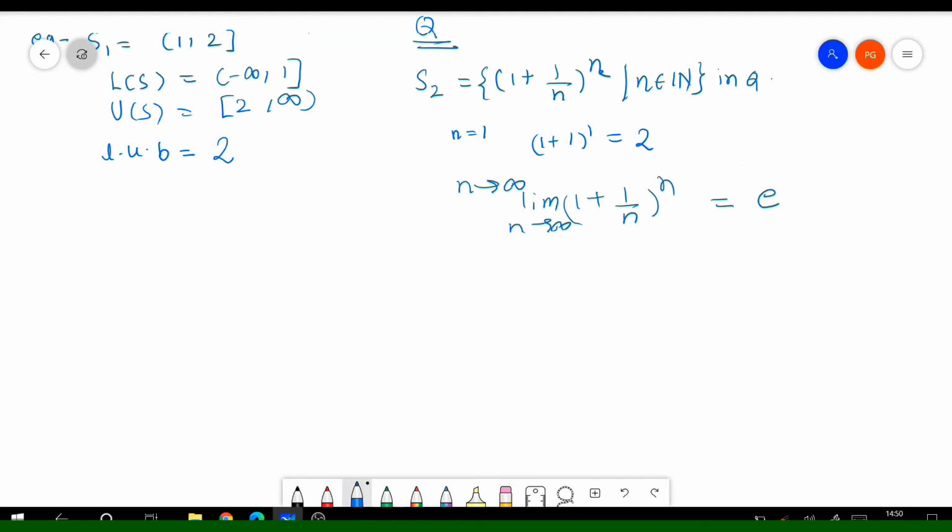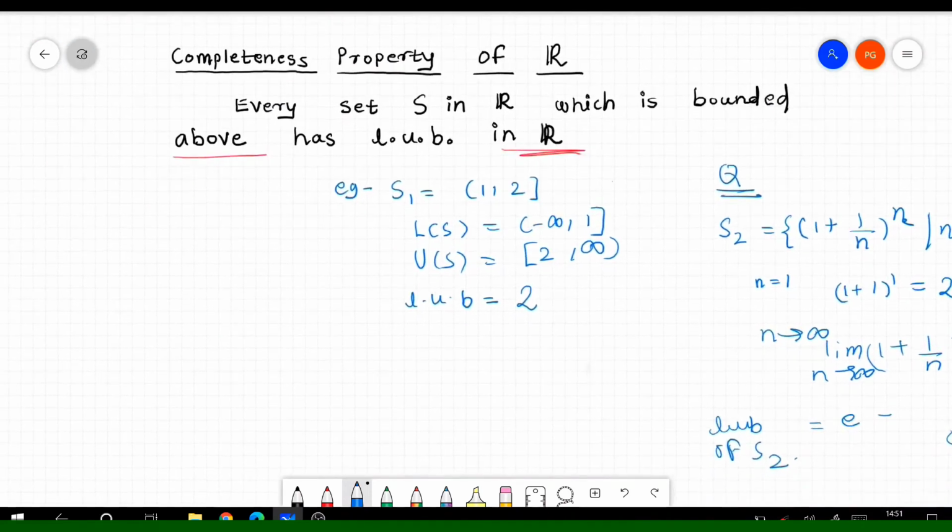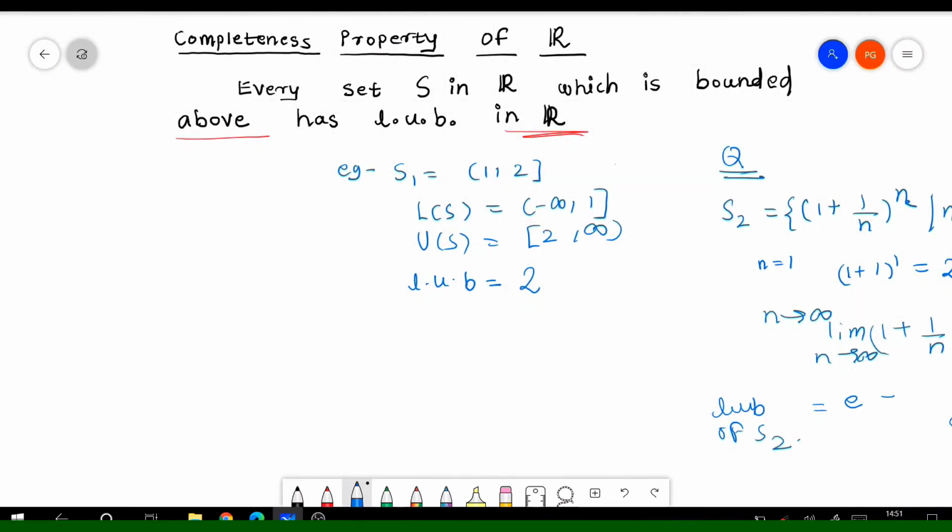And we can easily see that there does not exist any element of S2 in Q after e, and hence e is the LUB of S2. But we know that e does not belong to Q, and hence according to the property, the LUB should be contained in the set. But since e does not belong to Q, Q does not satisfy the completeness property.